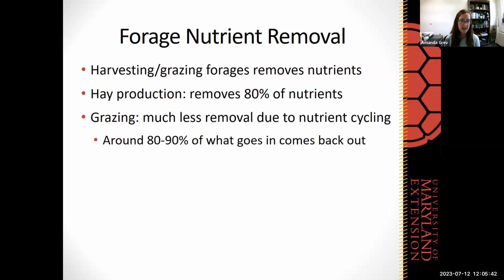On the grazing side of things, we have much more of that cycling happening. So we have less removal overall. This is because a large portion of what is going into those animals as they're grazing those forages is also coming back out the other end, right? In terms of manure, urine, etc., that gets deposited back on those fields. So we have more of that cycling happening naturally in a grazing system than we do for our harvested forages.